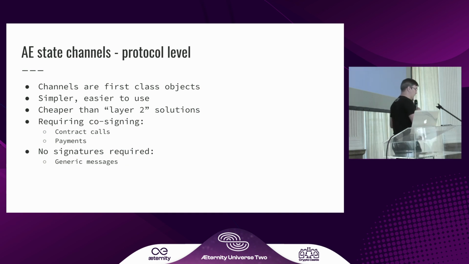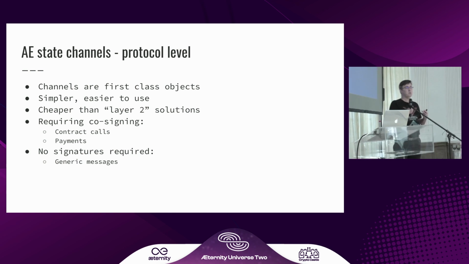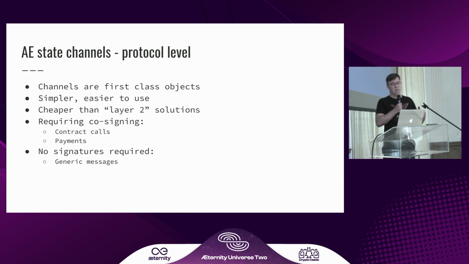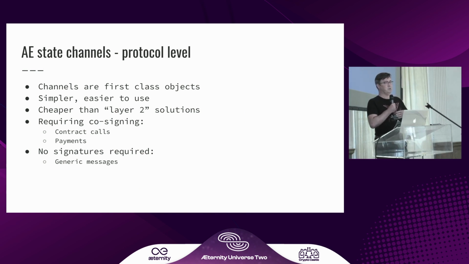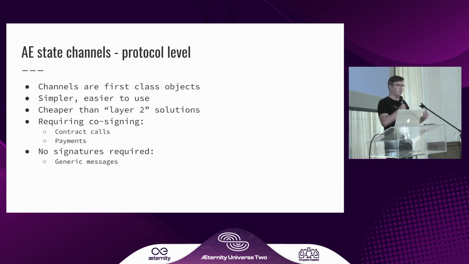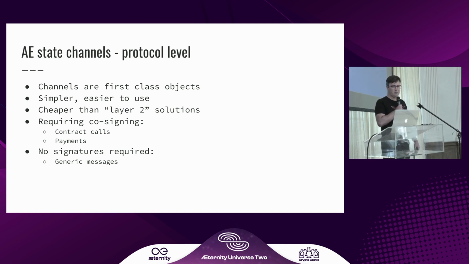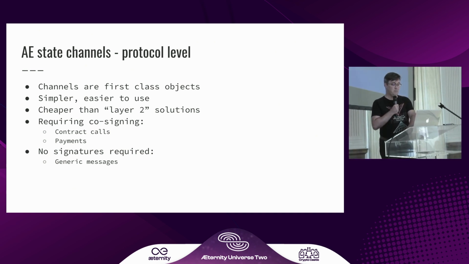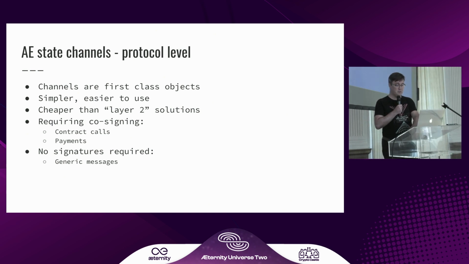The features we have: some require co-signing and basically progress the state in the state channel. Those are contract calls and payments, and they need to be co-signed. So the channels are one-to-one. When you make a contract call or a transfer of tokens between the peers, both of them have to sign. We also have generic messages, which are just blobs that you pass between each other. They don't require any signing, so that makes them extremely flexible and extremely fast.